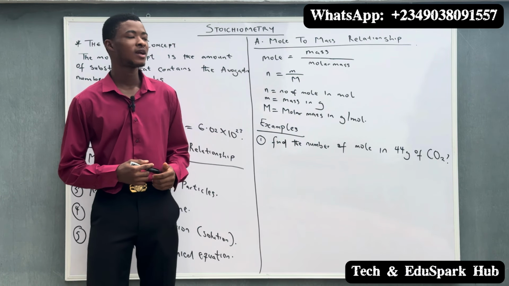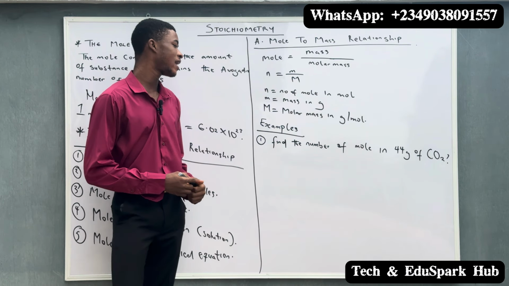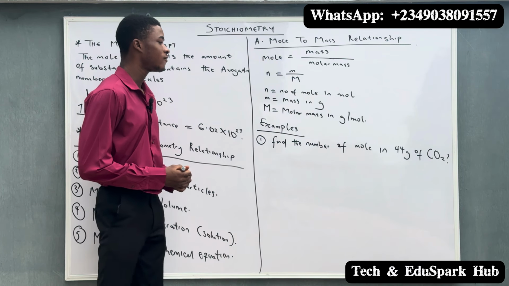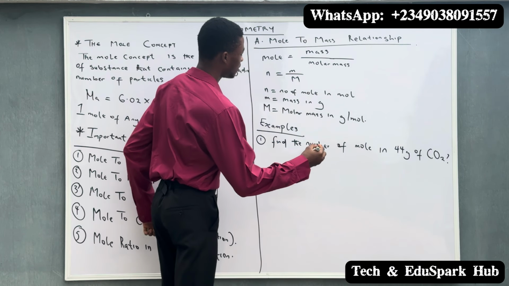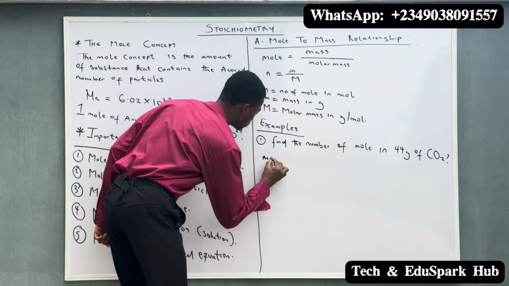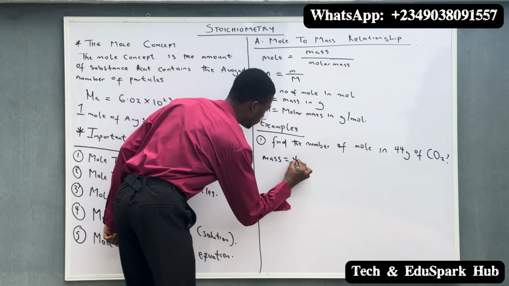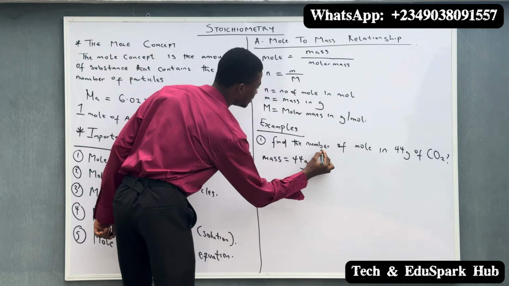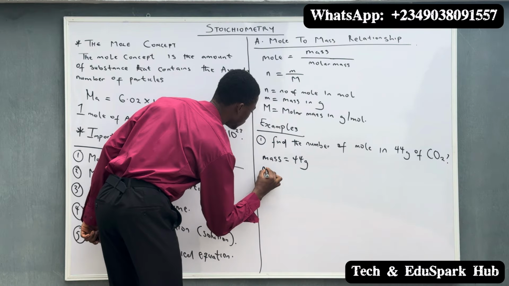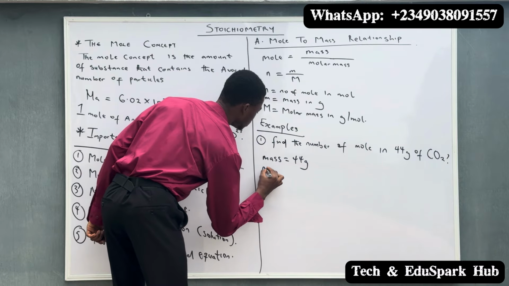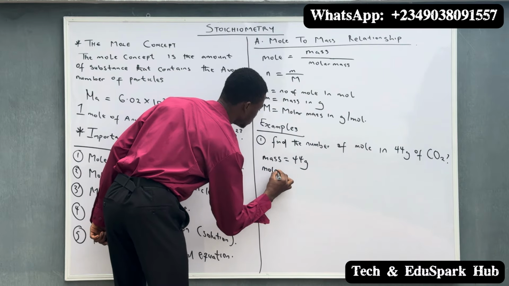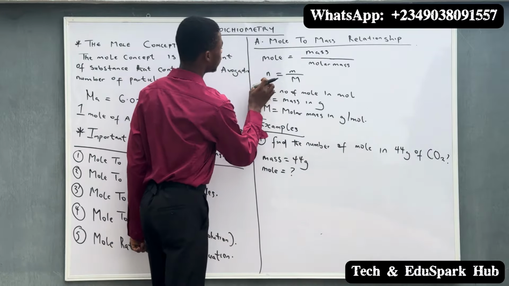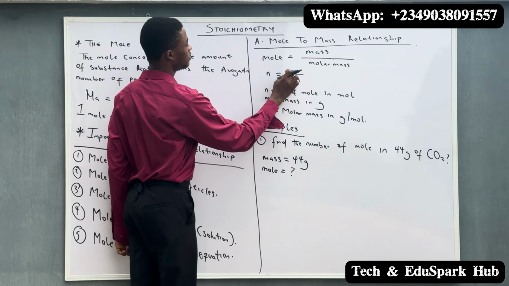So the first question as written on the board says: find the number of mole in 44 gram of CO2. So in solving this kind of question, let's write our parameters. So the mass is equal to 44 gram, and also we have to find the number of moles. So the number of moles, which is n, is equal to unknown. And also, in order to find the number of mole, we need two parameters, which is the mass and what?